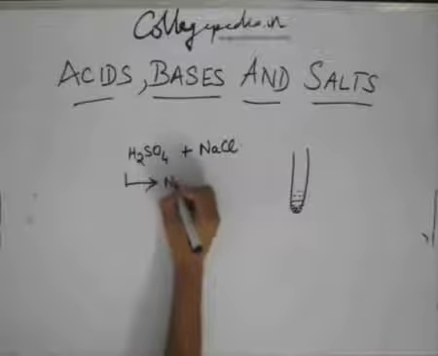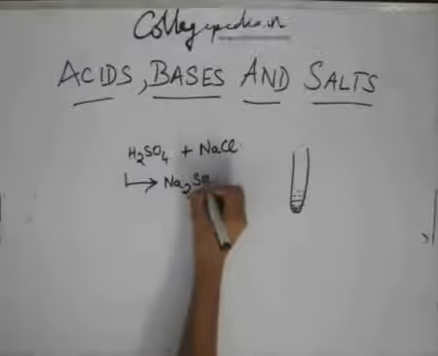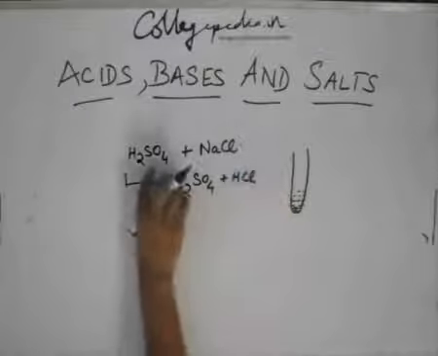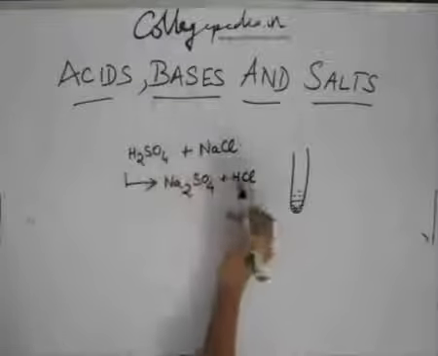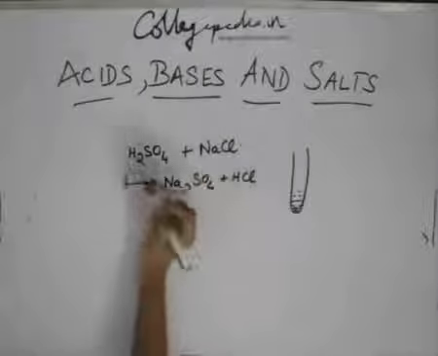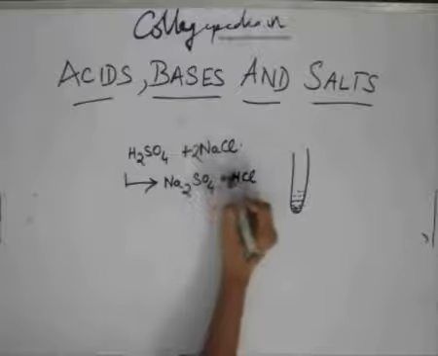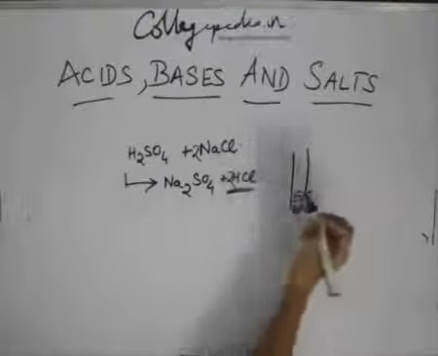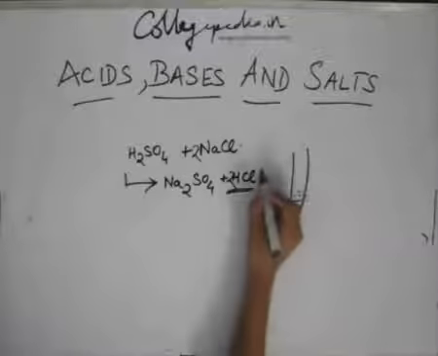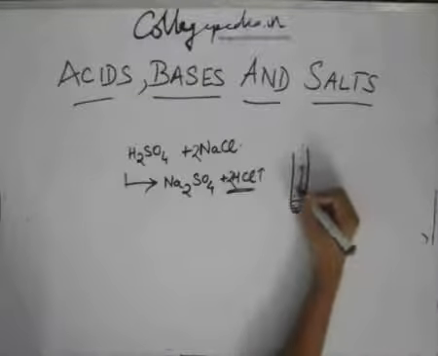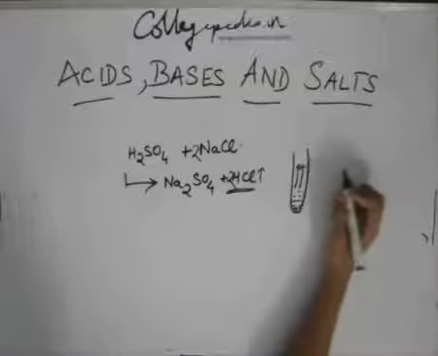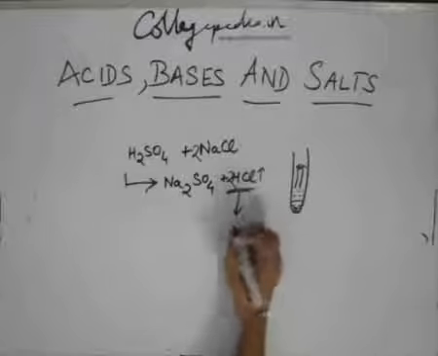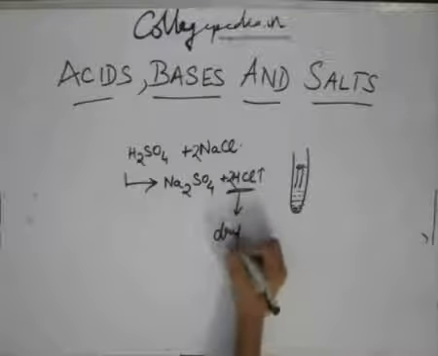This will give Na2SO4 and HCl, just changing the radicals. So this is balanced. This HCl will be in gaseous form, and this HCl will actually evolve from the test tube. But this HCl in gaseous form is dry.